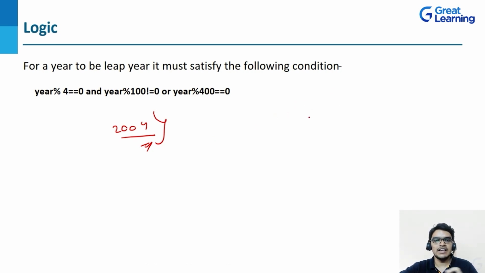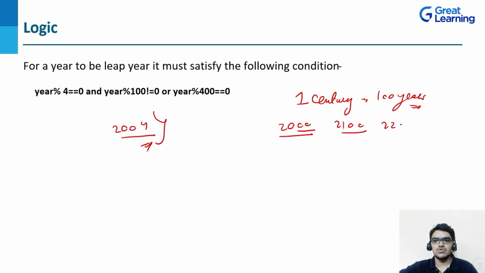Let's suppose I'm having a year which is not a century year. Let me give you an idea about century. In 1 century we are having 100 years. So if a year is a multiple of 100, then it's a century year. Let's suppose 2000, you can see that it's a multiple of 100, so it's a century year. 2100 is also a century year. 2200 is also a century year. So first we will build a logic for a non-century year. For that the number must be divisible by 4 and it should not be divisible by 100.